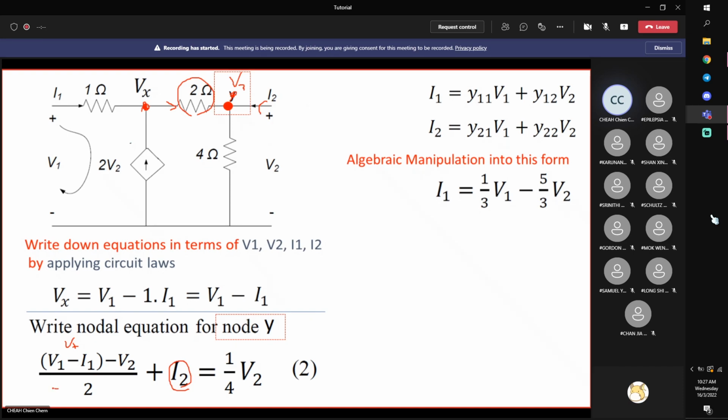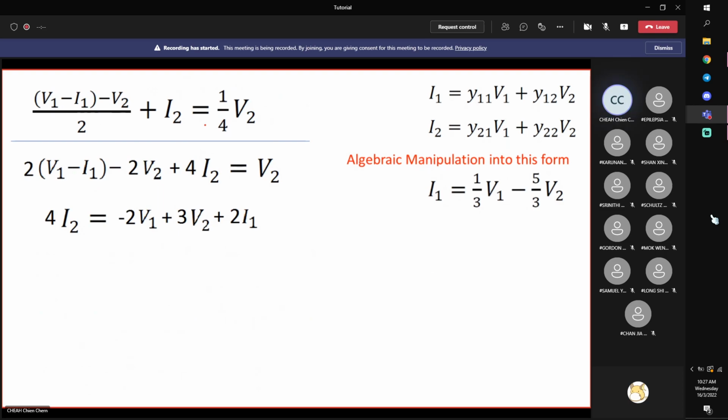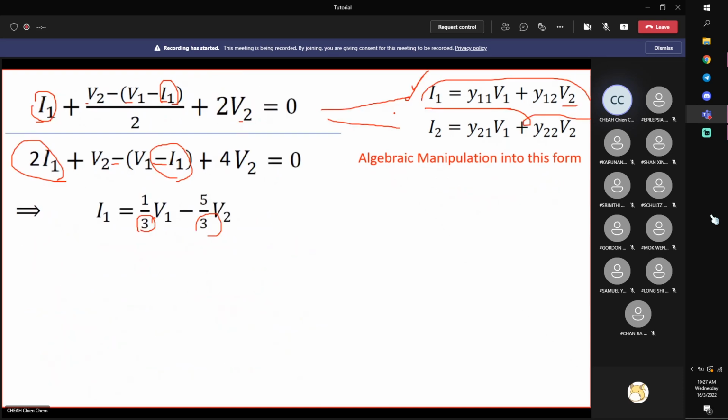Now this one, let's assume outflow because normally you flow to ground. So V2 divided by 4. V2 divided by 4 is the current flowing through the 4 ohm resistor to the ground. And therefore we write down another equation in terms of the two-port network's variables. So we get these equations. Let us look at the other equations. We have done this one, so we need to put it into this form.